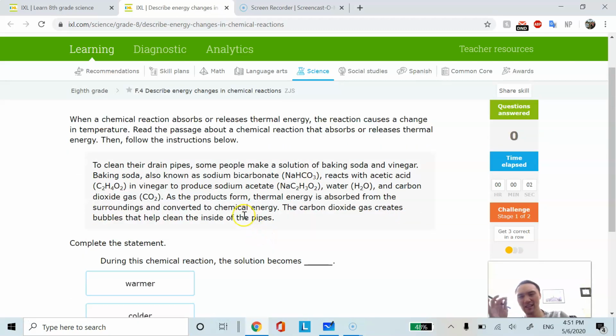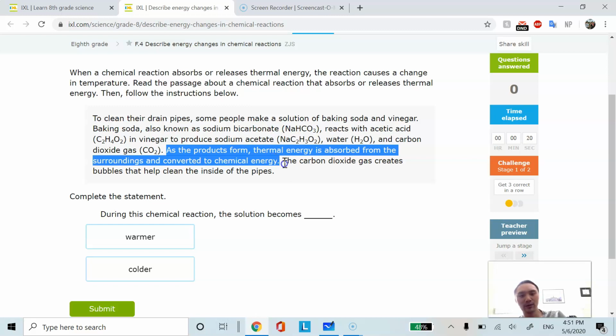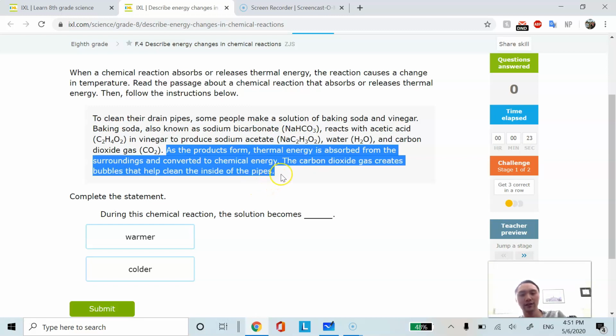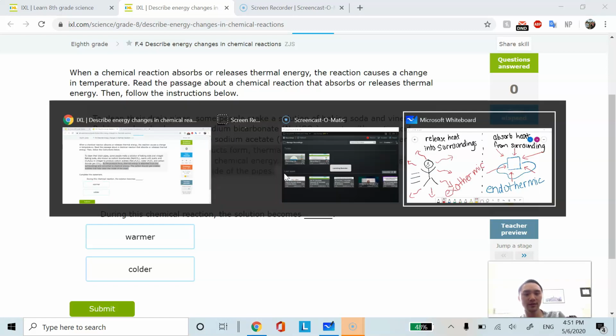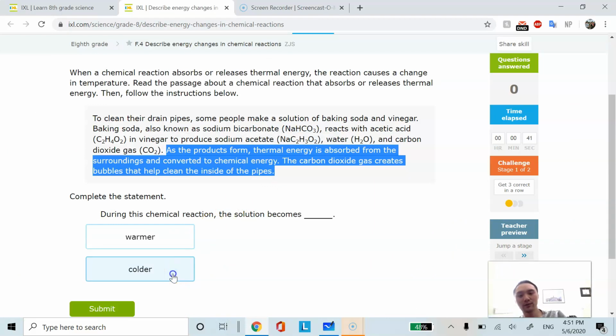Typically speaking, the most important part of the passage is in the latter half, so that's where I'm going to focus my energy and what I'm going to read mostly in these examples. As the products form, thermal energy is absorbed from the surroundings and converted to chemical energy. Once again, energy is being absorbed from the surroundings. The carbon dioxide gas creates bubbles that help clean the inside of the pipes. If we recall correctly, if you're absorbing heat from the surroundings, it's an endothermic reaction, and it'll feel cold. So for this example, during the chemical reaction, the solution will become colder.